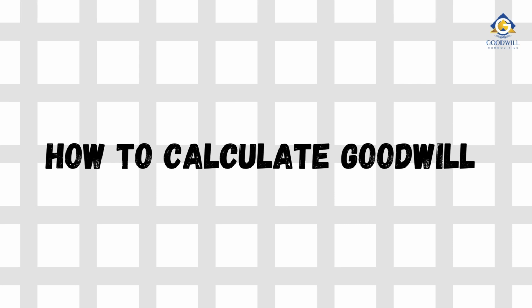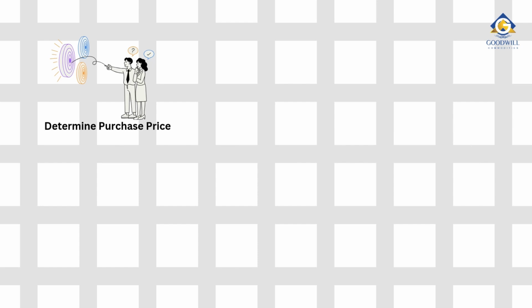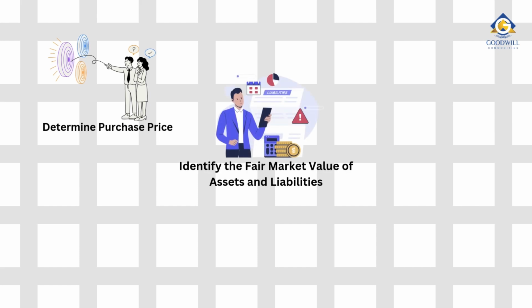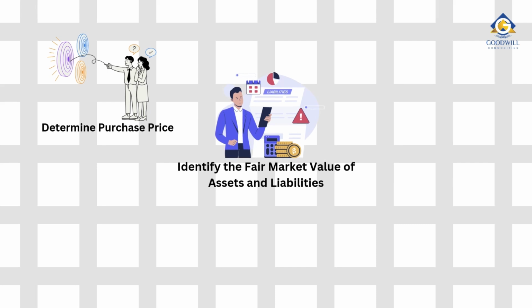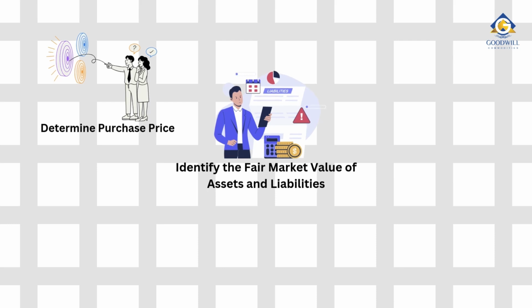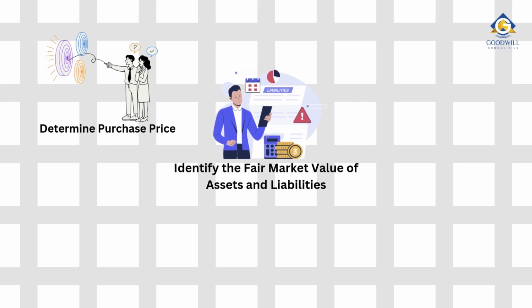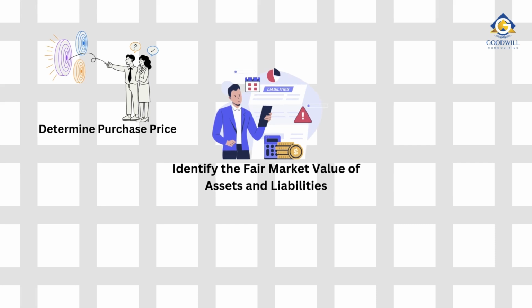Alright, now let's get into how to calculate goodwill step by step. 1. Determine purchase price. The first step is to know the total purchase price of the acquisition. For example, let's say Company A bought Company B for 10 million. 2. Identify the fair market value of assets and liabilities. Next, you'll need to calculate the fair market value of the company's assets and liabilities. Let's say Company B's assets are worth 12 million and their liabilities are 4 million. That means their net identifiable assets are 12 million minus 4 million, which equals 8 million.